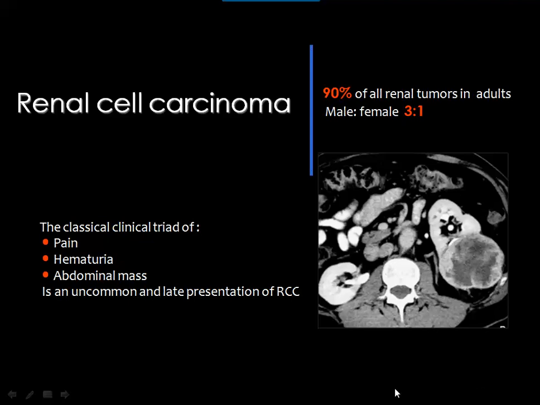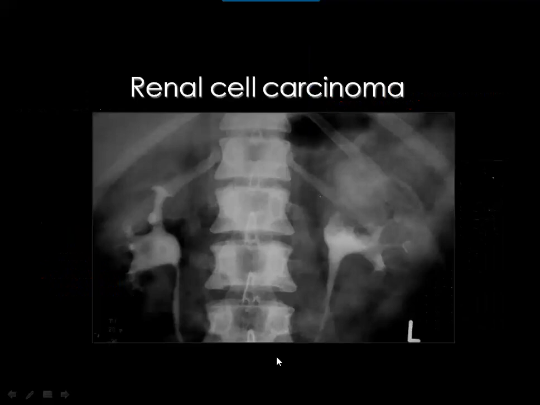You know that renal cell carcinoma represents about 90% of renal tumors in adults, and this is the male to female incidence. We also know that the classic triad of pain, hematuria, and abdominal mass is no more a common presentation, and as many as 25 to 50% of renal cell carcinomas may be discovered incidentally during abdominal examination for any other reason.